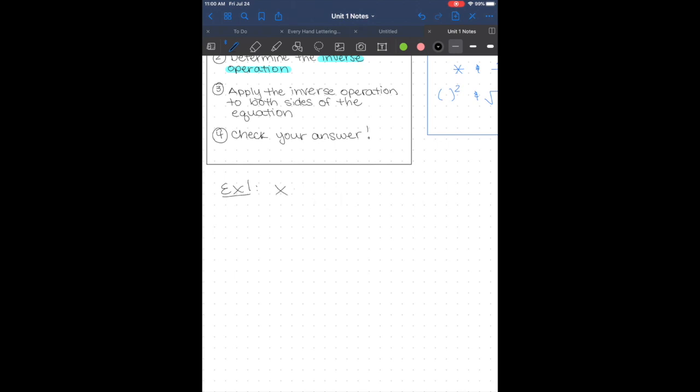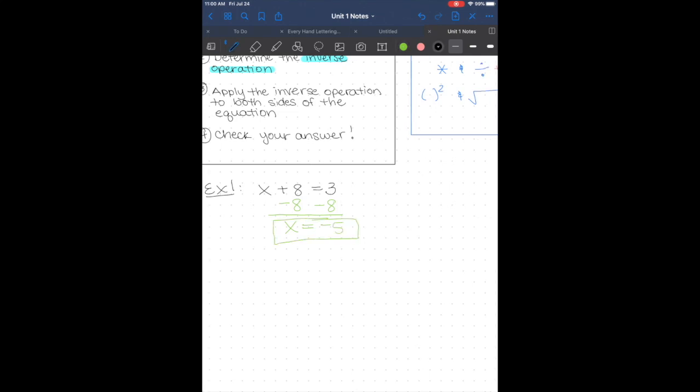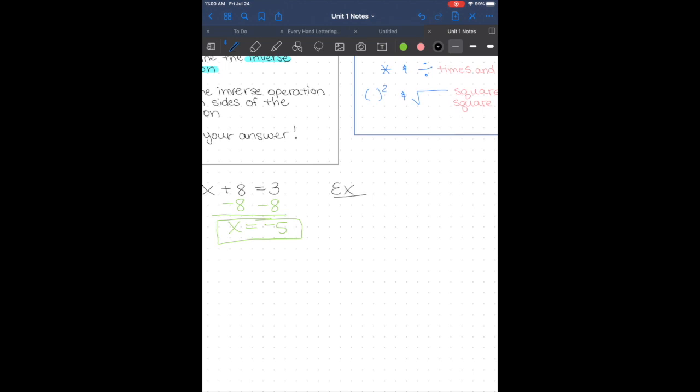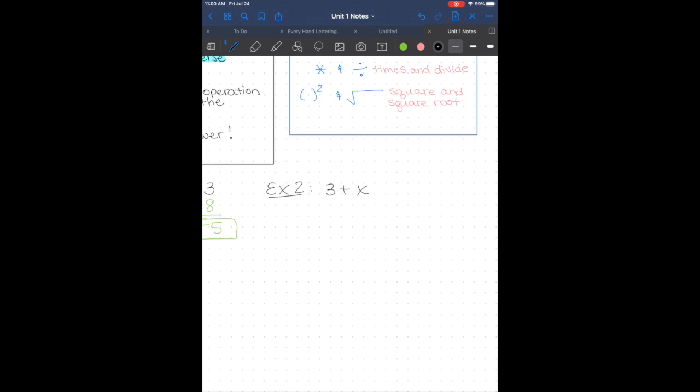We have x plus 8 equals 3. We are adding 8 to x, so the inverse operation would be to subtract 8 from both sides, which gives us x equals negative 5. Next example, we've got 3 plus x equals negative 2. So that 3 is positive, so we're going to subtract 3 from both sides, giving us x equals negative 5.